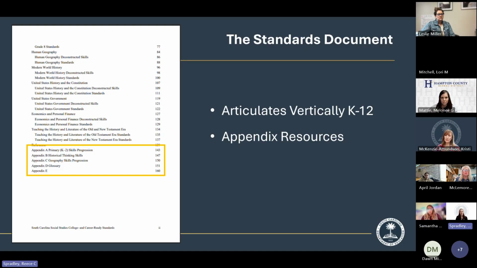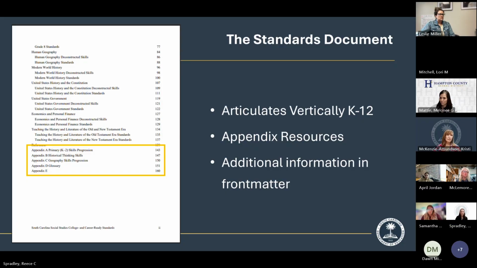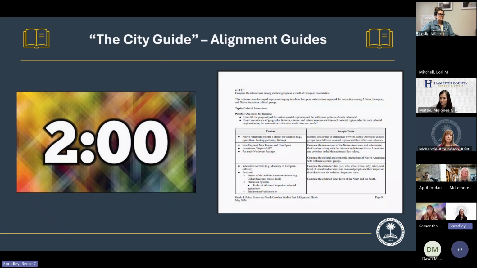Even as somebody who spends a lot of time in this document, it is helpful sometimes to dig into that glossary and look at those terms. There's also additional information in the front matter if you do have any questions about how the standards document was written. Everything is evidence-based, so the citations for the research that they use to write this is in the front, and there's also information on all of the sections or pieces of the standards document in that front matter as well.